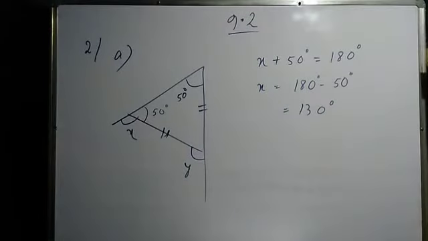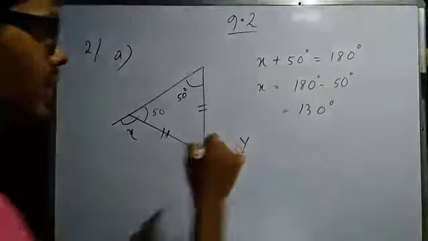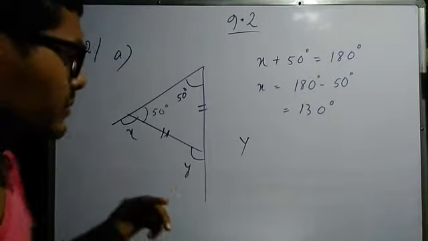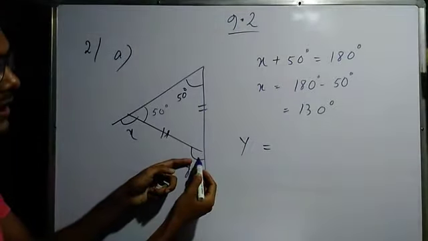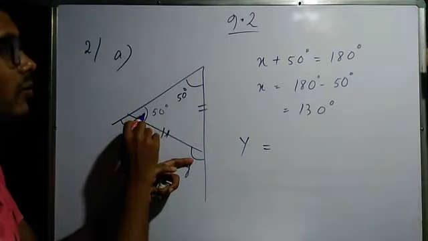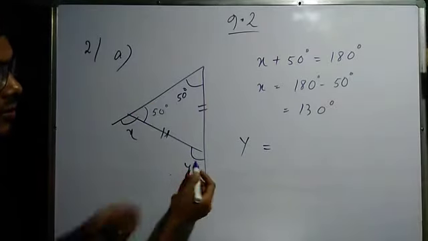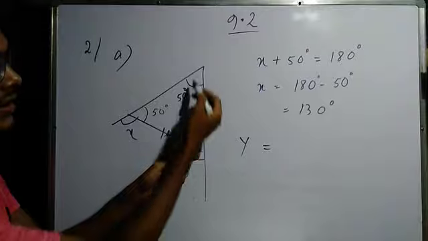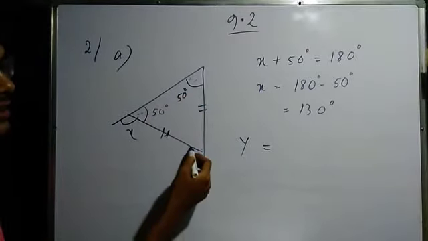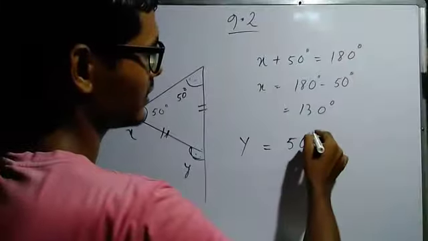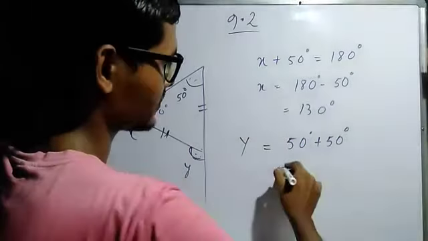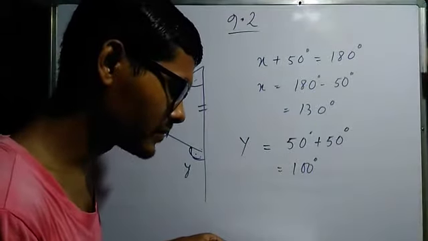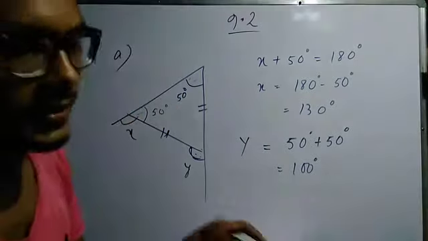Now we have to calculate y. Again, we have to use the property that we learned in 9.1. That means this outside angle, this exterior angle, is always equal to the sum of the opposite interior angles. For this exterior angle y, which two angles are opposite? These two. So 50 plus 50, 100 degree. Now quickly I will check the answers of 9.2. Yes, 2a: 130, 100. Yes, correct.